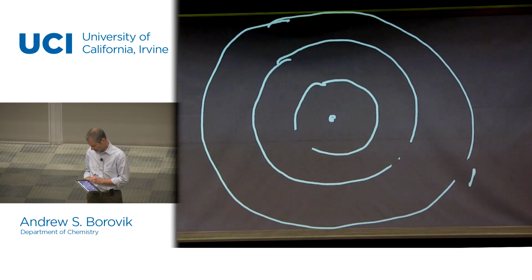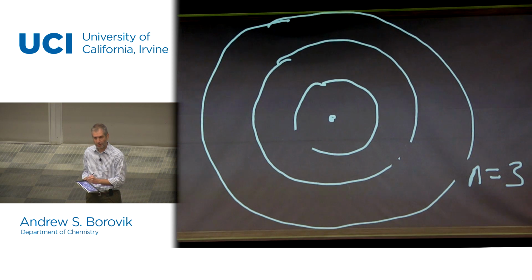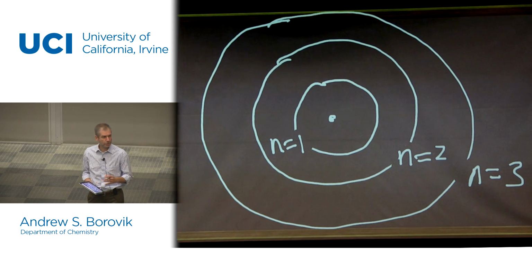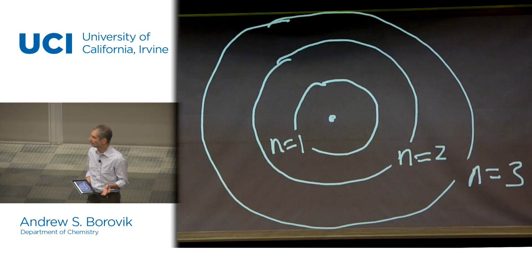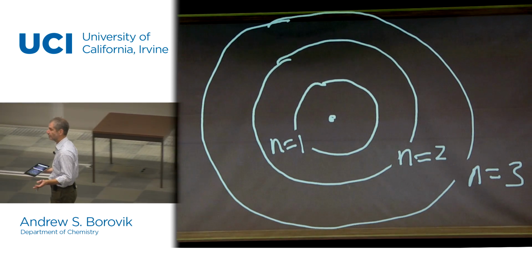So this is n equals 3. It's the third farthest orbit away from the nucleus. This is n equals 2. This is n equals 1. And it goes to infinity. In his theory, you could have an infinite number of stationary states.